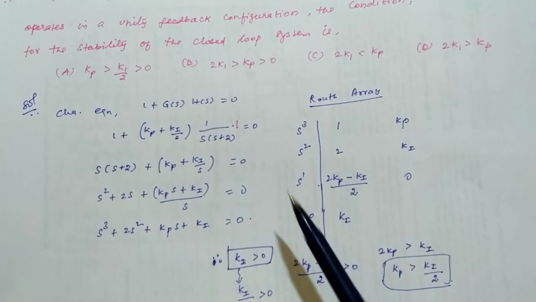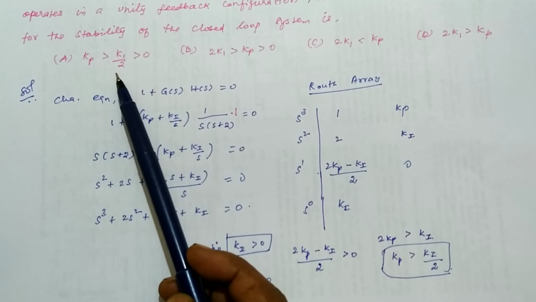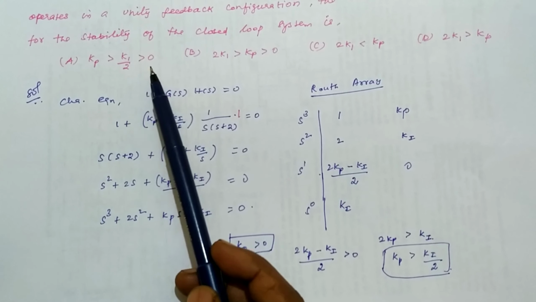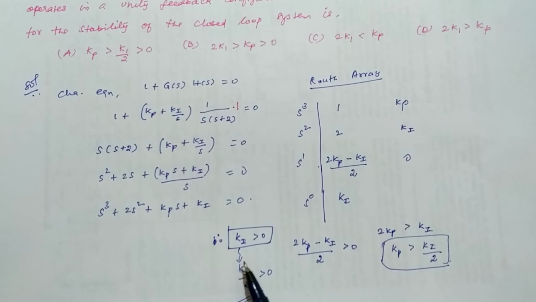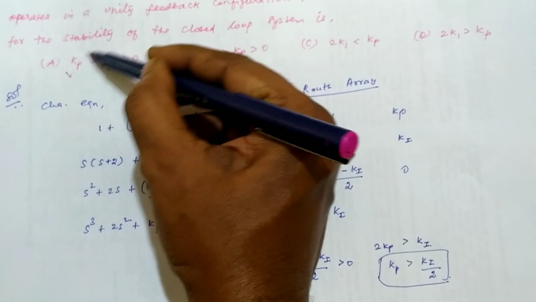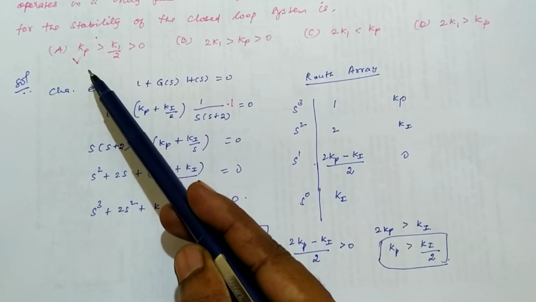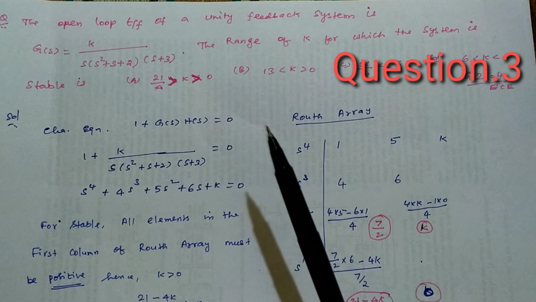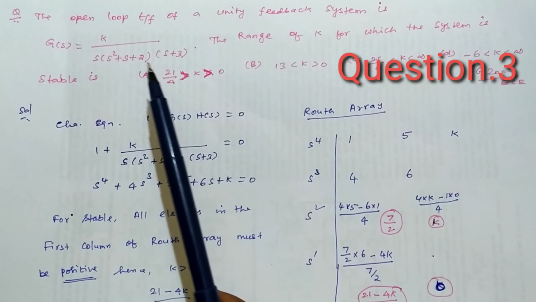The proportional constant must be greater than half of the integral constant. So we check the values. Here the kp value is half of the integral constant, and this value must be greater than 0. From the first condition we have ki is greater than 0, so ki by 2 is also greater than 0. So the correct answer, which satisfies both conditions, is this one, the first case. Next problem. An open loop transfer function having a unity feedback is given like this.